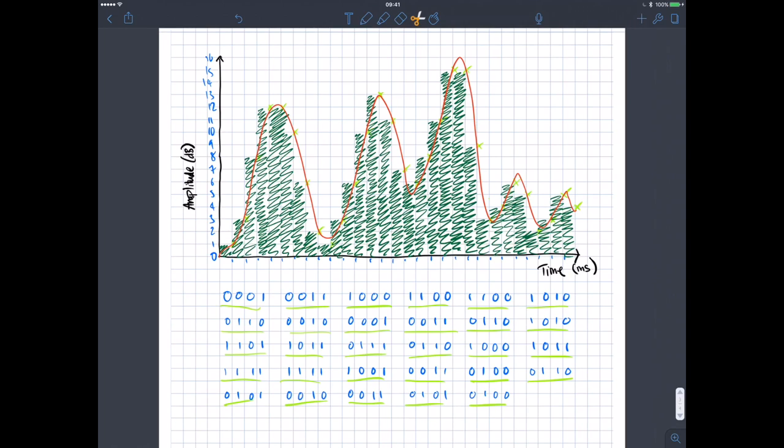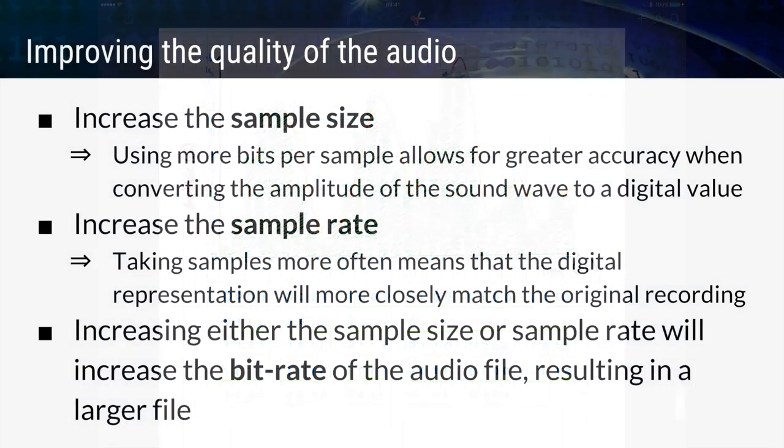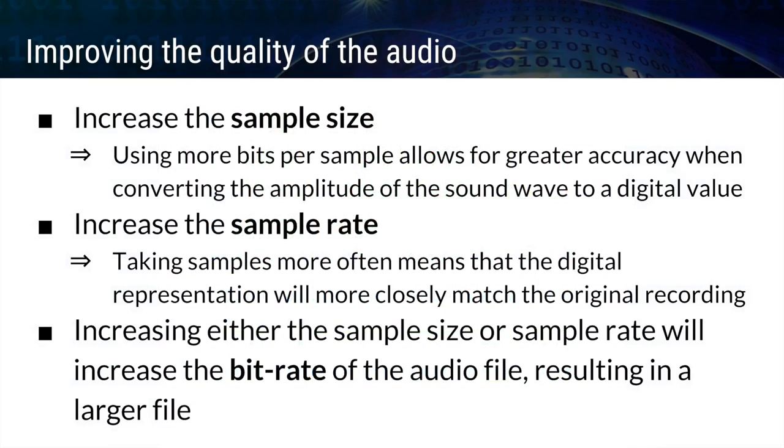And this is due to the fact that we could only take a sample once every millisecond, and our samples had to be a number between 0 and 16, which is a limit of our 4-bit samples that we were using. If we wanted to have a much higher quality reproduction of the original sound, there are two things we could do. One is we could take samples more regularly. That means we increase the sample rate.